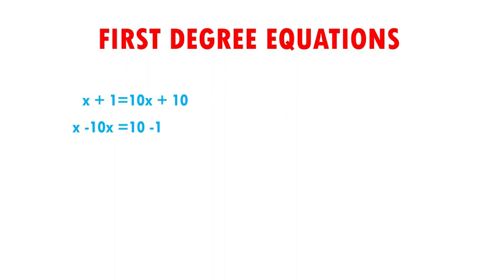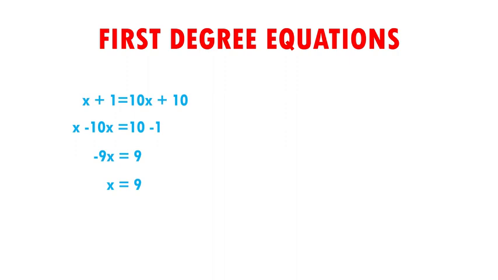As you already noticed, I put the x's on the left side and the numbers that do not have any letter on the right side. Now, if I add the like terms, x minus 10x is equal to minus 9x, and 10 minus 1 is equal to 9. Now I have to solve for x. That means I have to leave it alone. And I have that minus 9x is equal to 9.